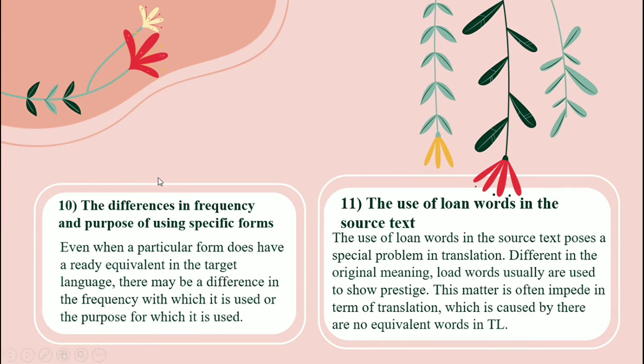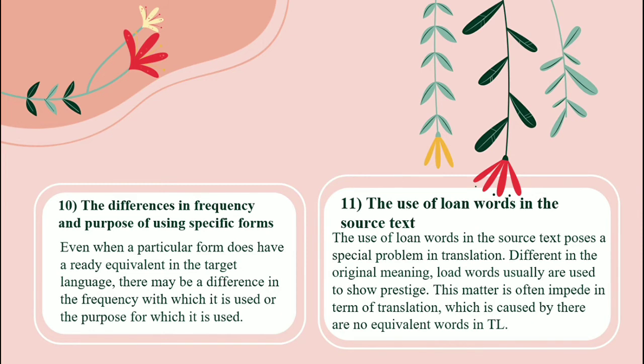And the next is the difference in frequency and purpose of using specific forms. Even when a particular form does have a ready equivalent in the target language, there may be a difference in frequency with which it is used or the purpose for which it is used. And the last one is the use of loanwords in the source text.